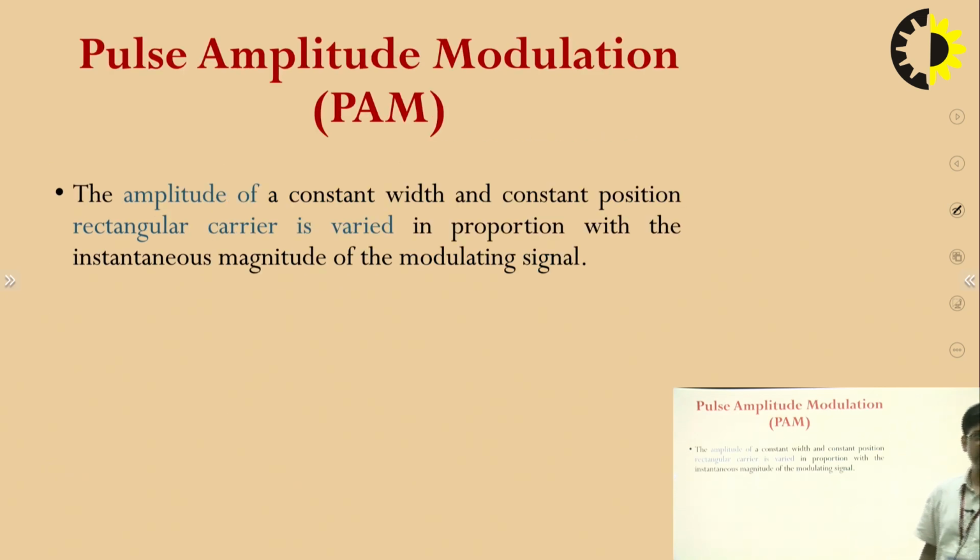First of all, we will discuss pulse amplitude modulation. In pulse amplitude modulation, the amplitude of a constant width, constant position rectangular carrier is varied in accordance with the instantaneous magnitude of the modulating signal.